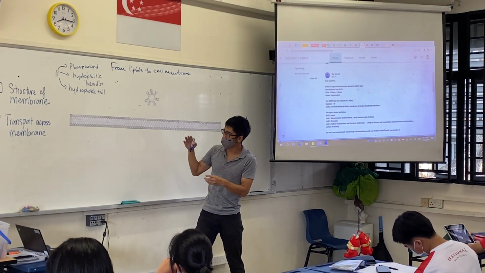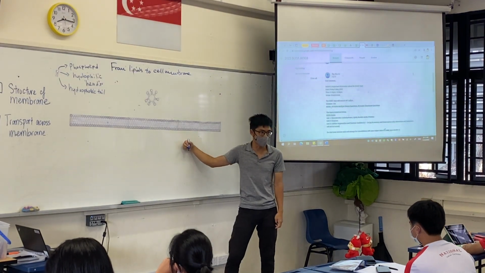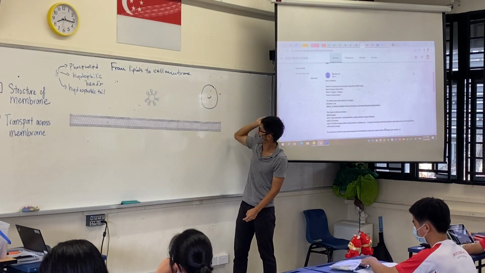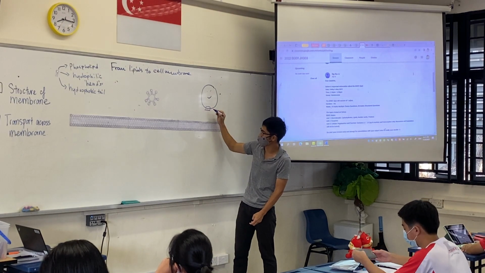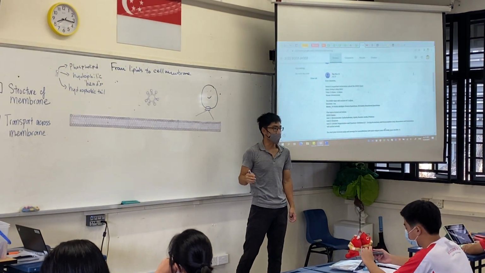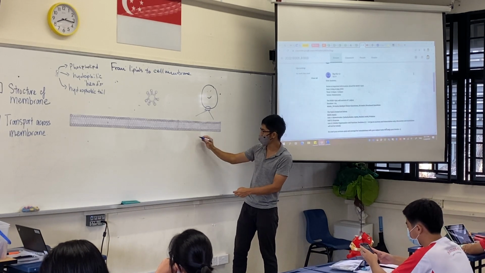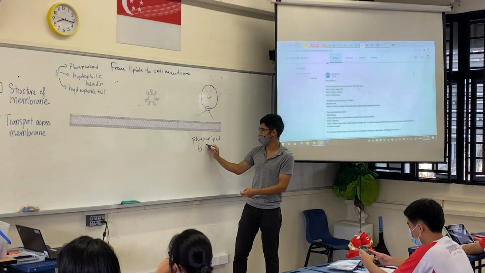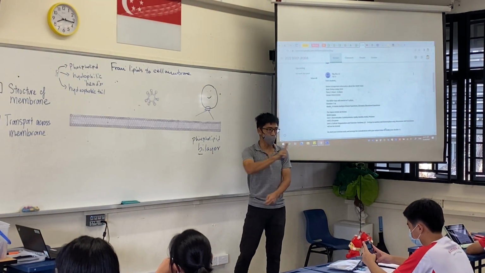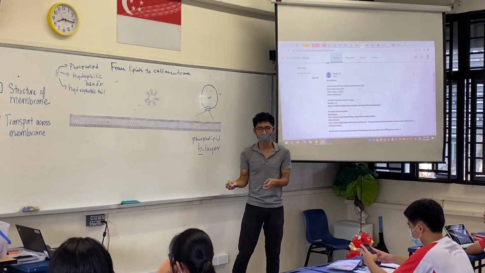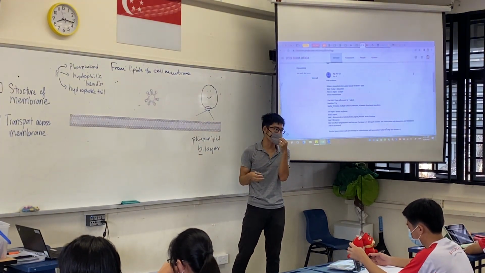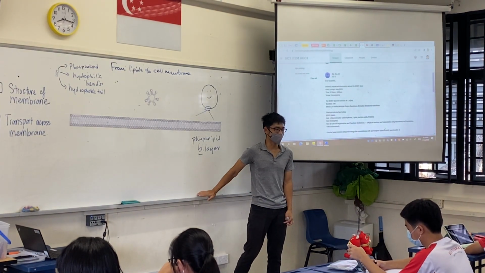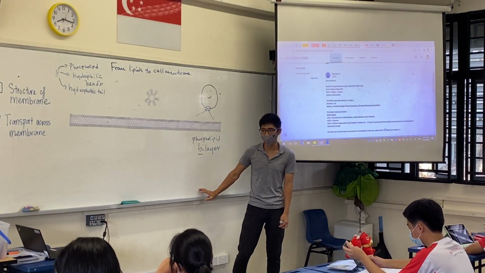Okay? If I were to give you some perspective, this is what the cell membrane actually looks like. So if I were to draw a cell over here, and I just cut a bit of the cell membrane to have a look, like we zoom in, this is a segment of the cell membrane. We call this a phospholipid bilayer. The word bi means two, layer means layer. So bilayer, phospholipid bilayer. We're going to spend our time looking at the phospholipid bilayer today, and that's what the cell membrane is made up of.